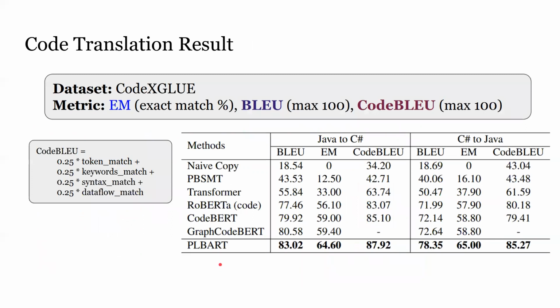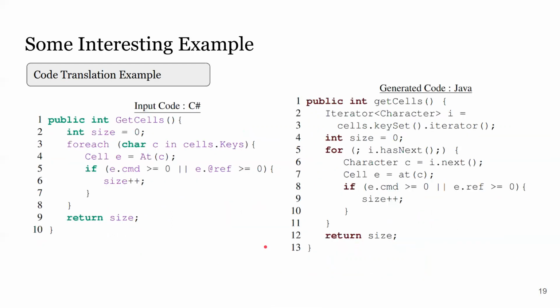Here we see the code translation result. We evaluated PLBART on two different settings, translating from Java to C# and vice versa. In both cases, PLBART outperforms all the existing baselines. Here is an example of code translation using PLBART. This C# code is correctly translated to the Java code by PLBART.